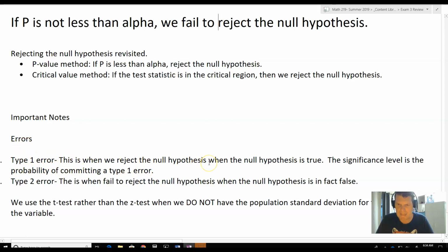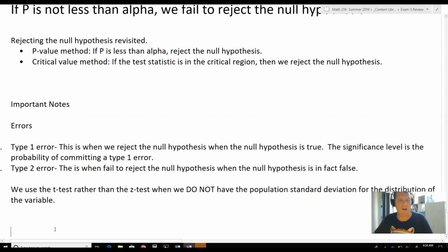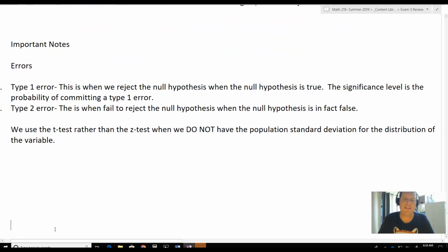And the second note that I have for you is also very important: we use the t-test rather than the z-test when we do not have the population standard deviation for the distribution of the variable. These two things are important notes. We're going to talk more about this as I go into demonstrations of both the critical value method and the p-value method. Thank you. This completes the review of key terms and important ideas for hypothesis testing.